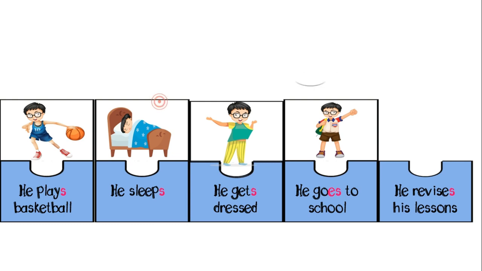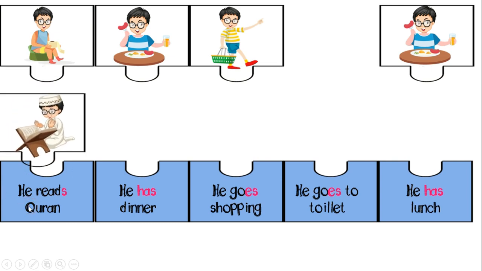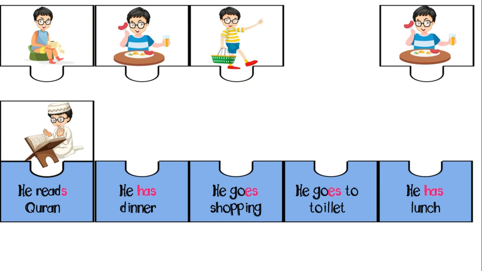Very good work. Let's see more activities. He reads Quran. He has dinner. He goes shopping. He goes to the toilet. He has lunch. Okay? Let's start with the first one. He reads Quran. Excellent work. This is the one of reading Quran. He has dinner. Dinner means evening meal. Okay? So we have breakfast, we have lunch, and we have dinner.